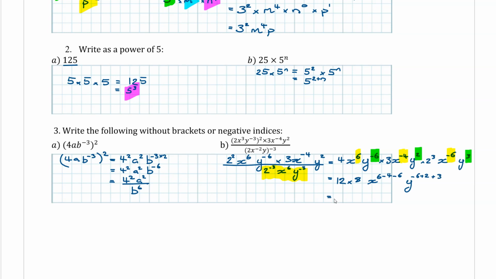Alright, sorting this out, we're going to get 12 times 8, that will be 96 times x to the power of 6 minus 4 minus 6. Well, that's simply going to be x to the negative 4, and then the y, negative 6 plus the 2 plus the 3. So negative 6 plus 5 is negative 1. So simplifying this all out, we're going to get 96 over x to the power of 4 times y.